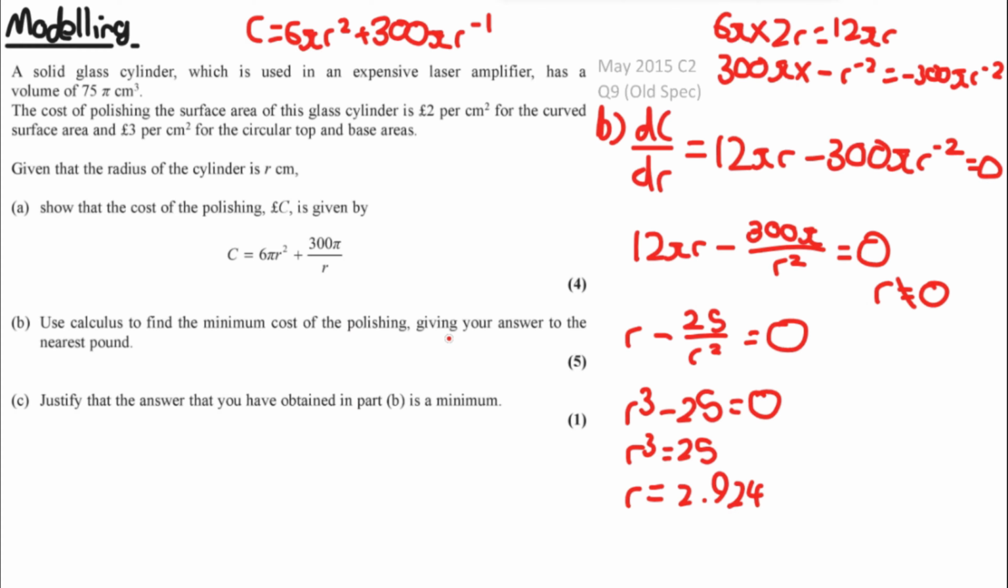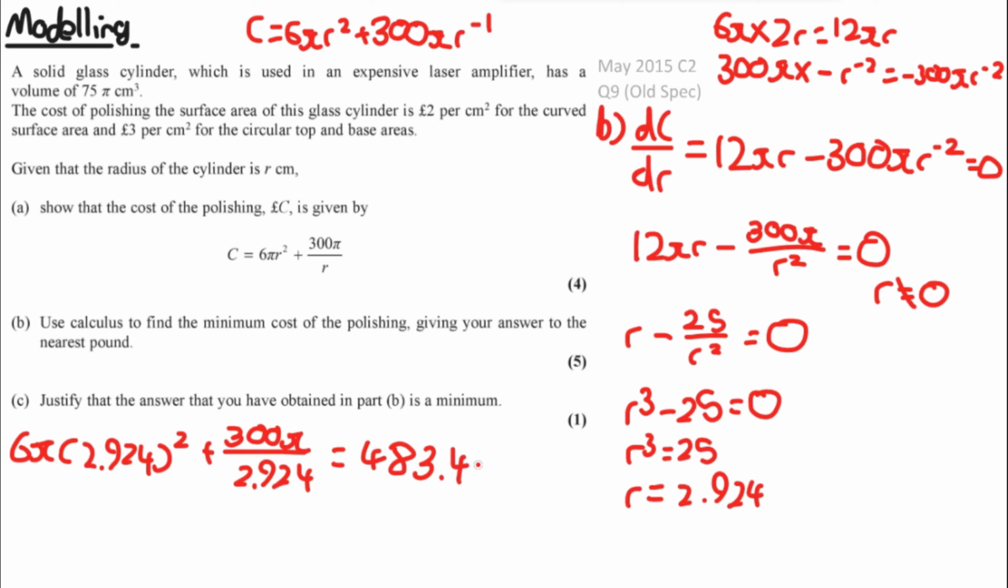So now what we have to do is sub r into here to get the actual minimum cost, the minimum value of C. So C is going to be equal to 6 pi times 2.924 squared plus 300 pi over 2.924, and if you put this into a calculator, it wants it to the nearest pound, it's equal to 483.48, and the nearest pound will be rounded down to 483. So that's the minimum cost.